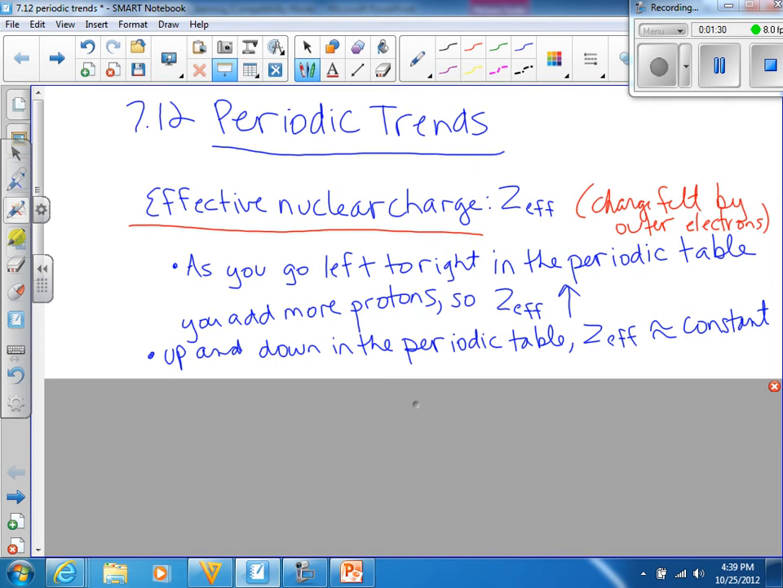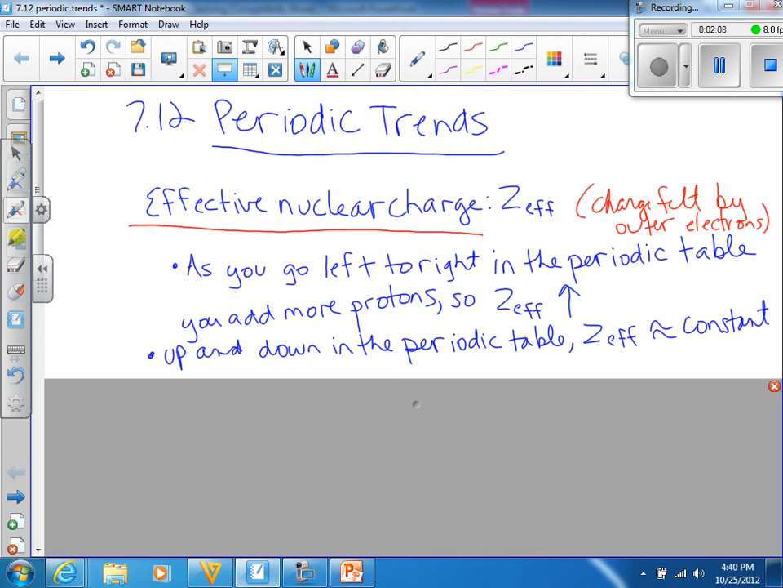When we go up and down in the periodic table, Z effective is approximately constant. Now this might be counterintuitive, because when you go down, the number of protons is increasing, but the number of outer electrons is not. If you're in the first column, your number of outer electrons is 1, no matter what. You have only one outer electron, and your number of protons minus 1 is how many core electrons you have, and those core electrons are shielding that outer electron from much of the charge of the nucleus.